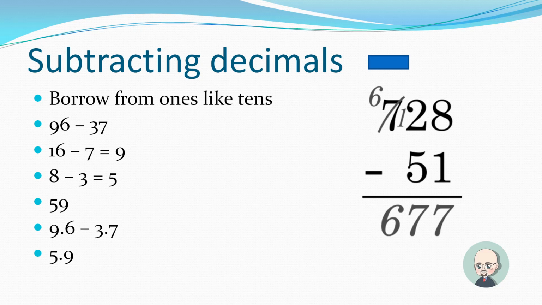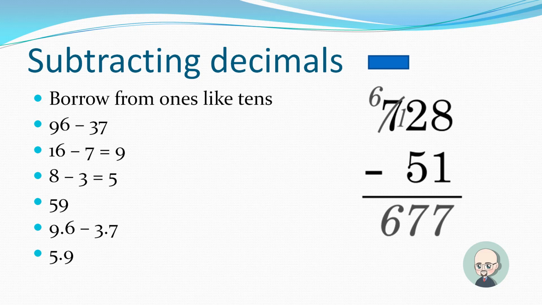728 minus 51. 8 minus 1, no problem. 7. 2 minus 5. You can't do that because 2 is less than 5. So we borrow from the 7, which is in the hundreds column. And we add the 10 to the 2. So we come up with 12 minus 5 is 7. And then we have the 6, we bring down the 6.